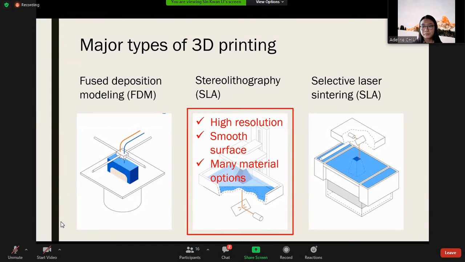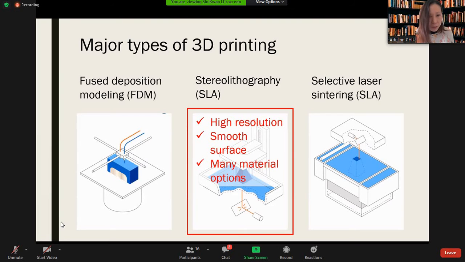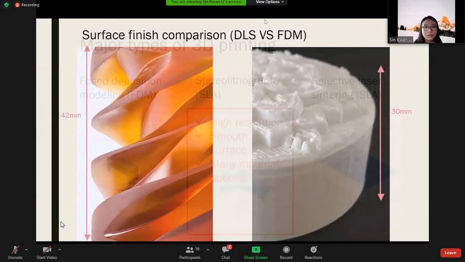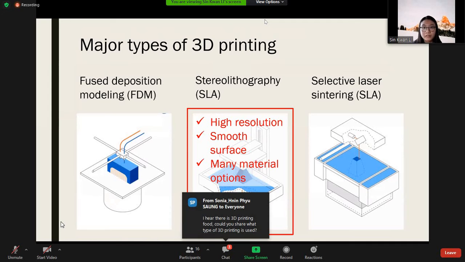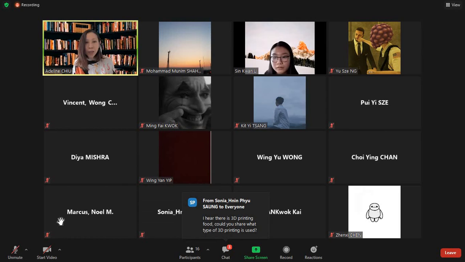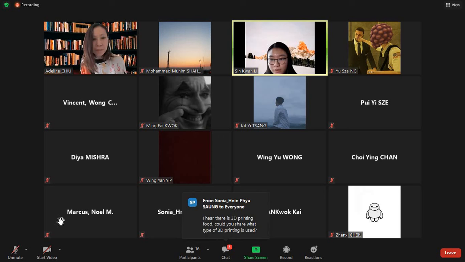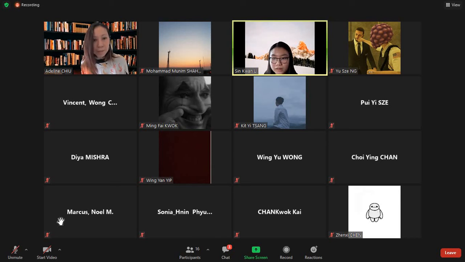Okay, one follow-up question is concerning these three kinds of 3D printing technologies. Any comments? The ones for medical uses. Okay, good, interesting question. Let's see. So, how can I? Okay. Yeah, can you? The chat window. Yeah, see. Which of the three types of 3D printing are used for medical uses?